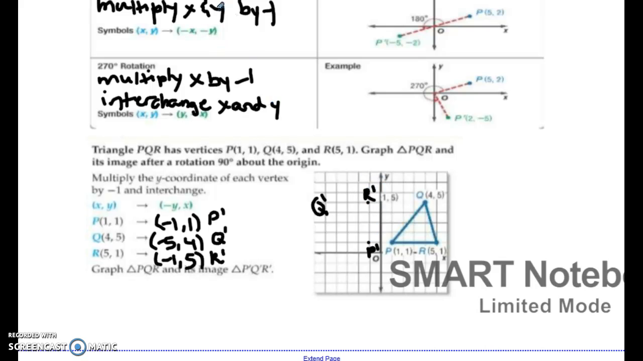So now we have the triangle P'Q'R', the image of it. So from P to Q, P to R, and from R to Q. It's kind of harder to see if something's actually been rotated or not. But this triangle that you have, the blue one, has actually been turned 90 degrees and has ended up at its image, which is Q'R'P'.